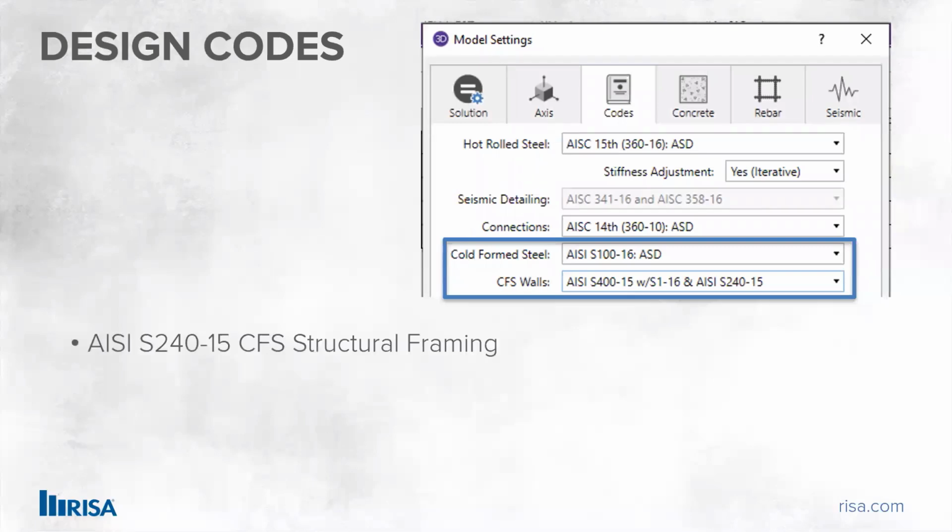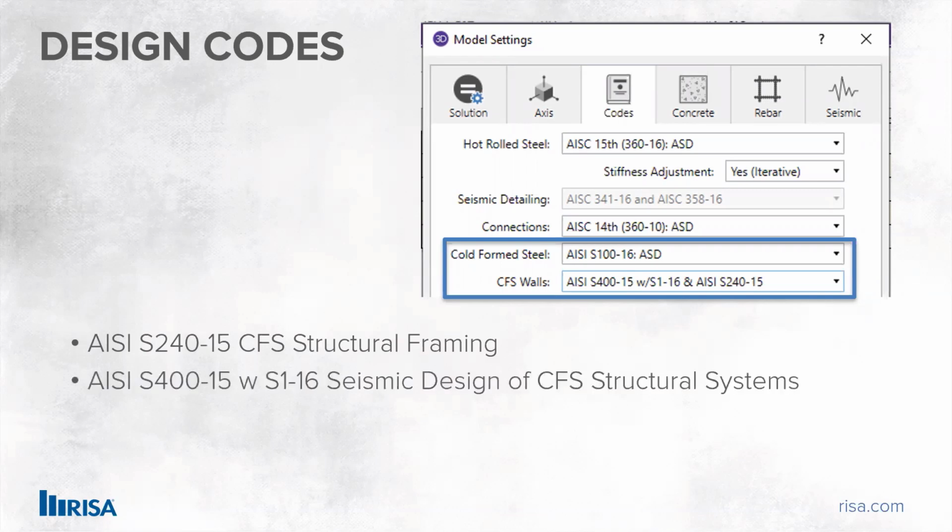In particular, there are two codes that address walls. The first code is the S240, the 2015 edition, which is a general structural framing code, and in there are some wall provisions. And then another code, S400, goes specifically to seismic design.